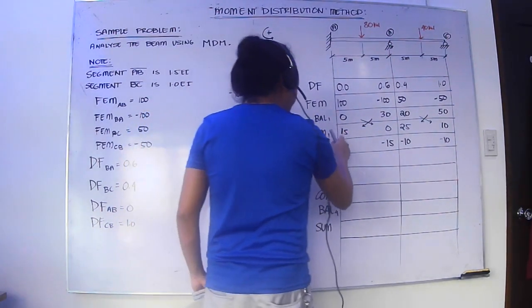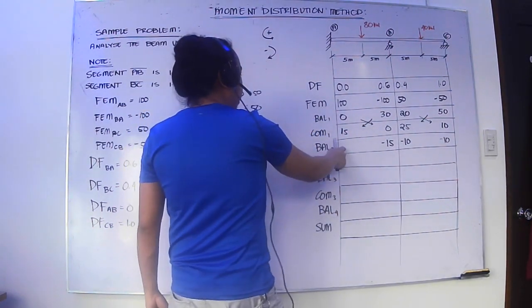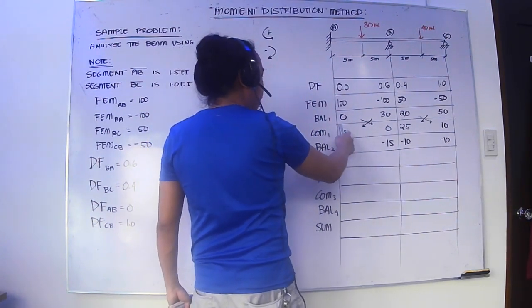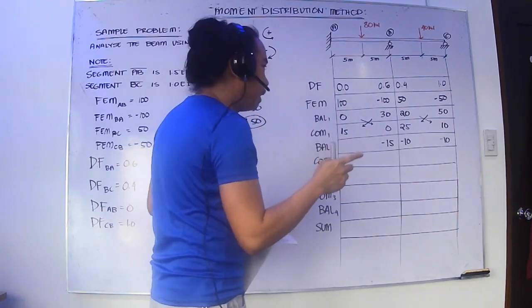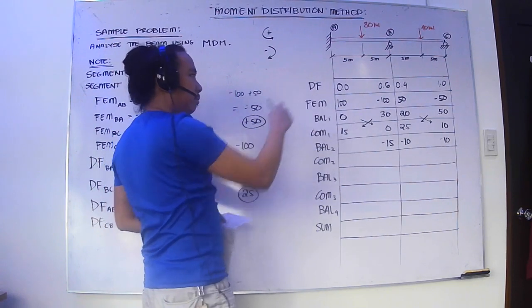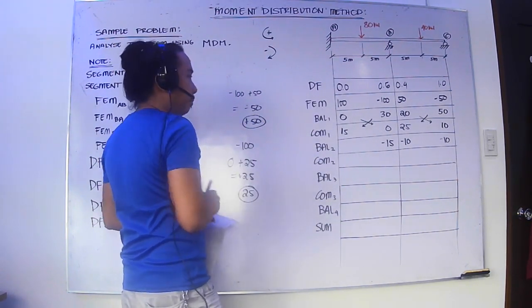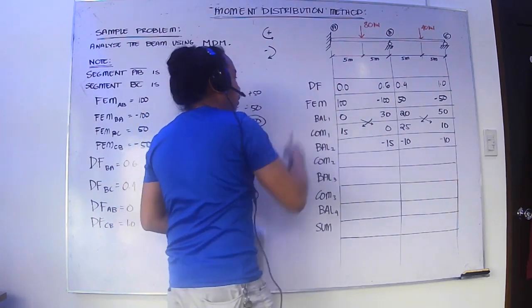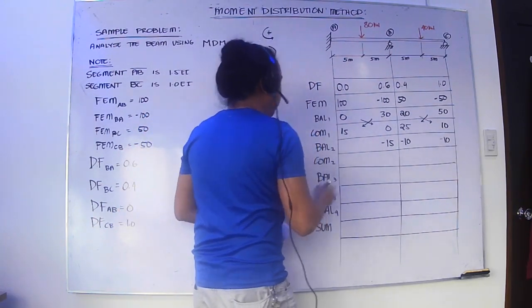So here, we have 15, right? For the 15, what we need to add is negative 15, right? Negative 15. Multiply this by 0, and it should be equal to 0.